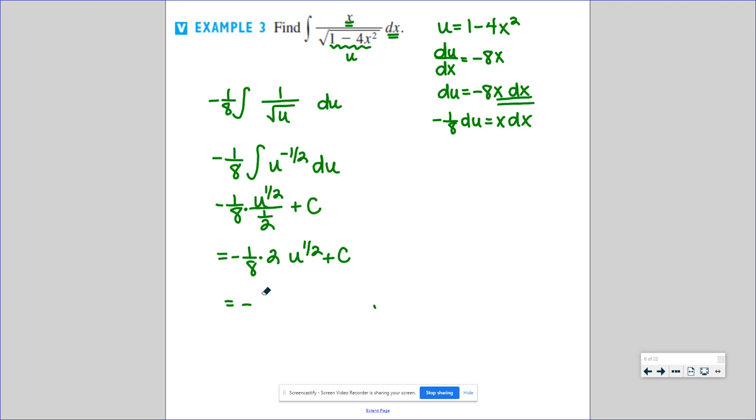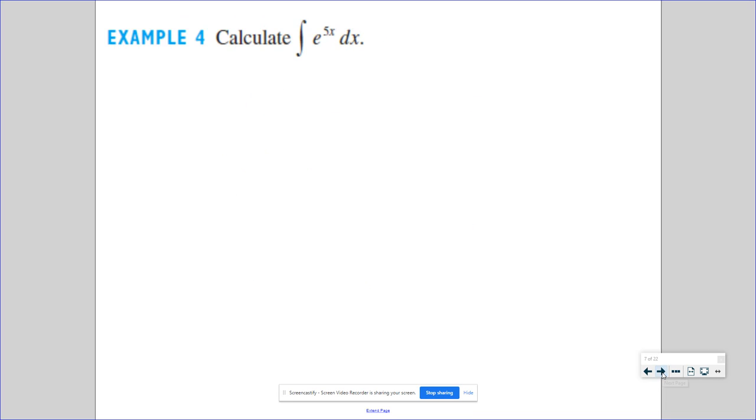And that's going to leave me with negative 1/4. And I'm going to go ahead and change the u back to terms of x. So (1 minus 4x squared) goes in the parentheses with a 1/2 power on the outside, plus c. Keep in mind, if you wanted to, you could rewrite this answer as the square root of 1 minus 4x squared, since that is actually the same thing as a square root, right, to the 1/2 power.